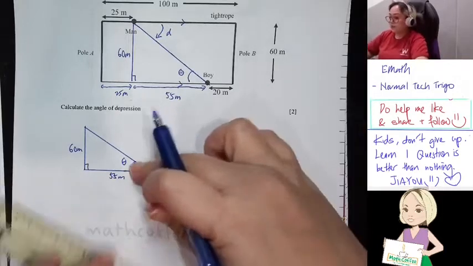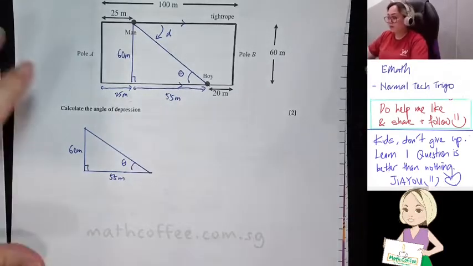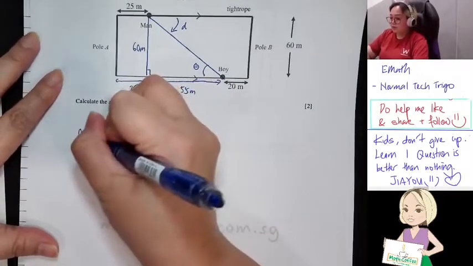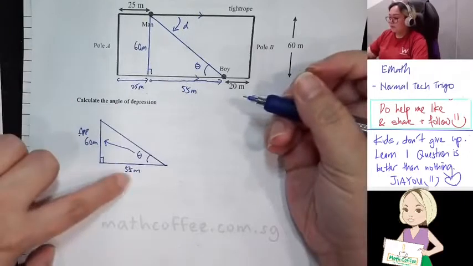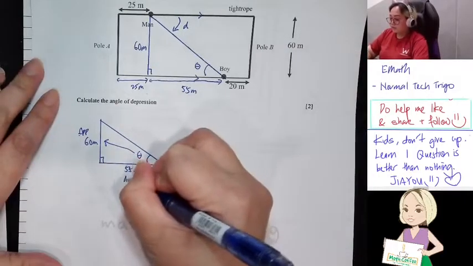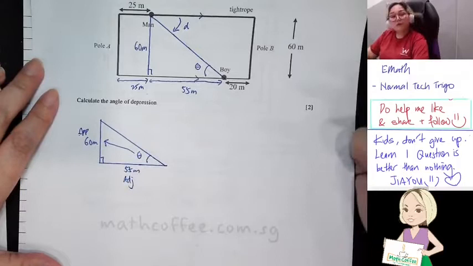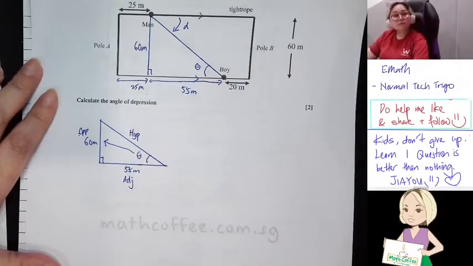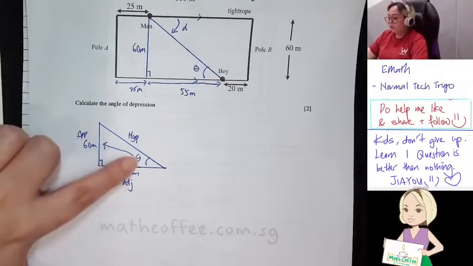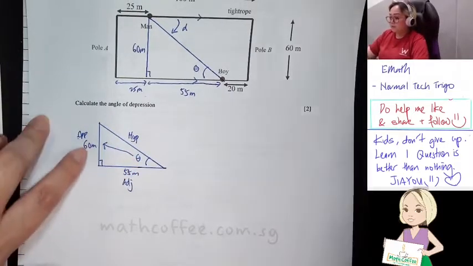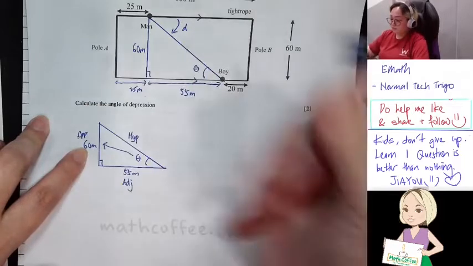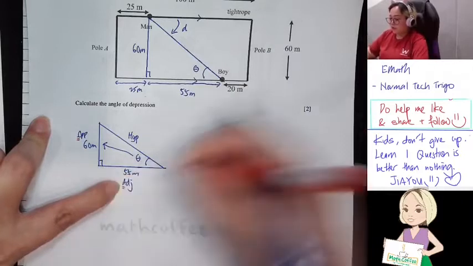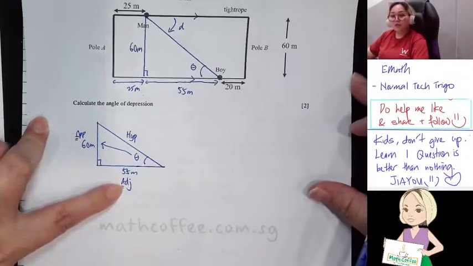Okay, so based on this, let's label our O, A and H. Based on this angle reference, my 60 is my opposite, my 55 is my adjacent, and here is my hypotenuse. So I need to find the angle. I'm given 60 meter, which is the opposite, and I'm also given the adjacent. O and A again is using tangent.